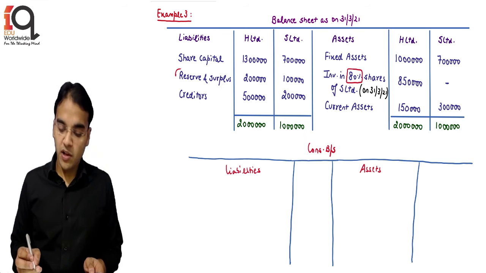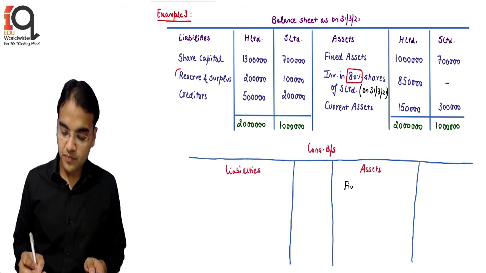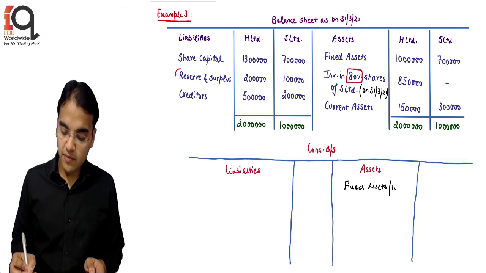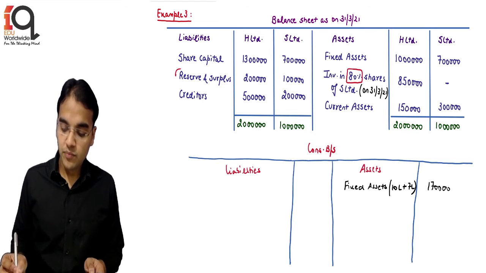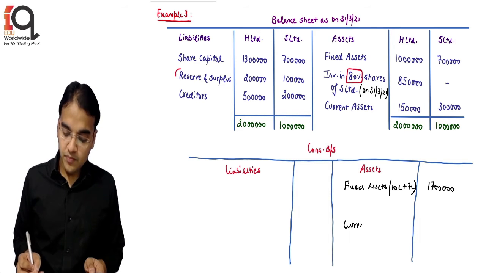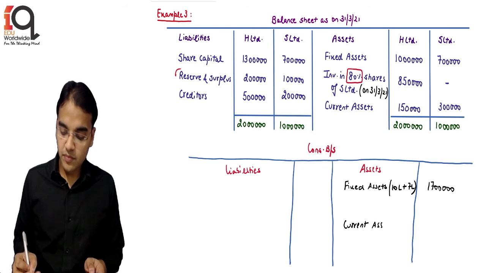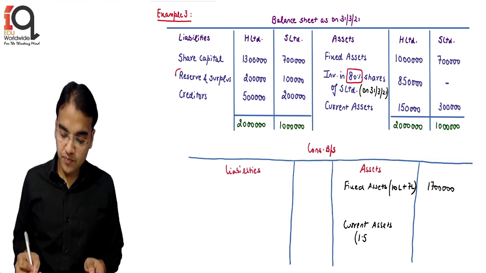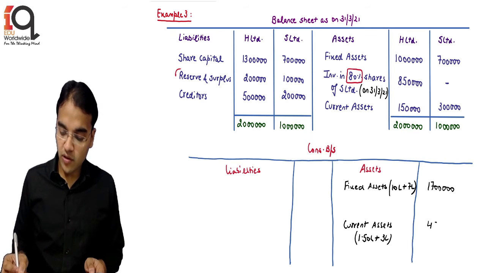And assets are also. So first thing is fixed assets. So fixed assets, student, are your 10 lakh plus 7 lakh, because we may do 100% consolidation, so that is 17 lakh. Then there are current assets. Now current assets are how much? 1,50,000 plus 3 lakh, that is 4,50,000.